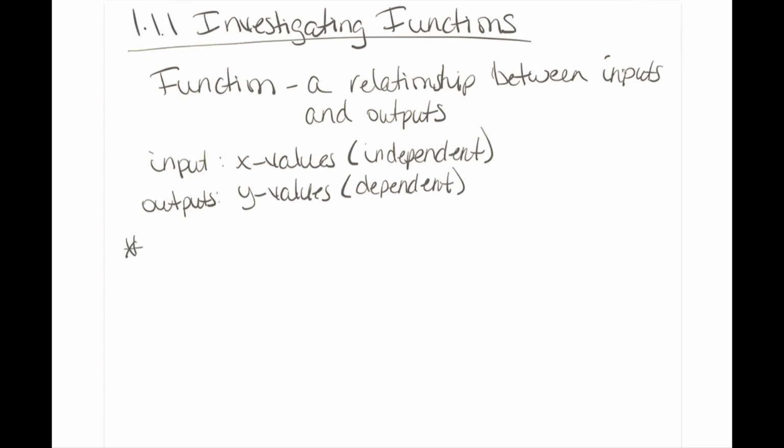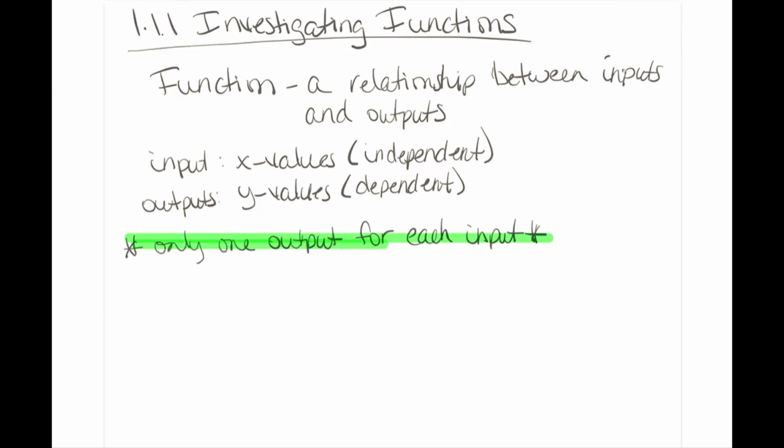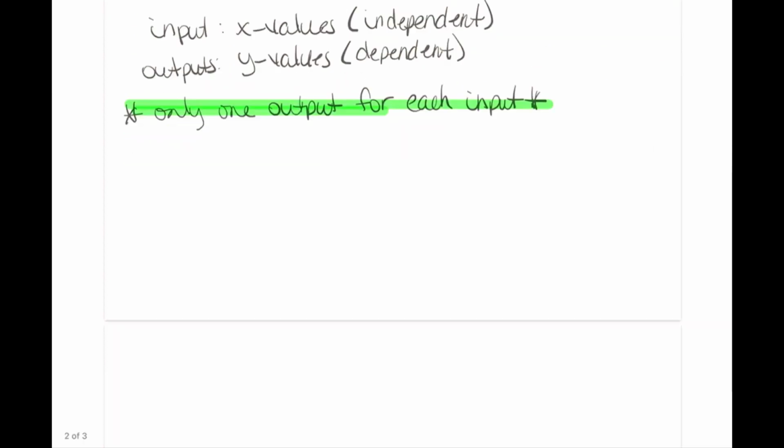The key part when it comes to a function, and we're going to explain this in a little more detail, is there's only one output for each input. And that's the key definition when it comes to a function. It has to do with that input and that output, and there only being one output for each input. So let's walk through an example and see if we can figure out what all of this terminology means.